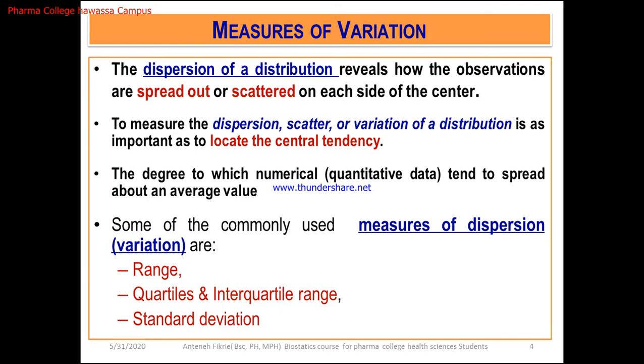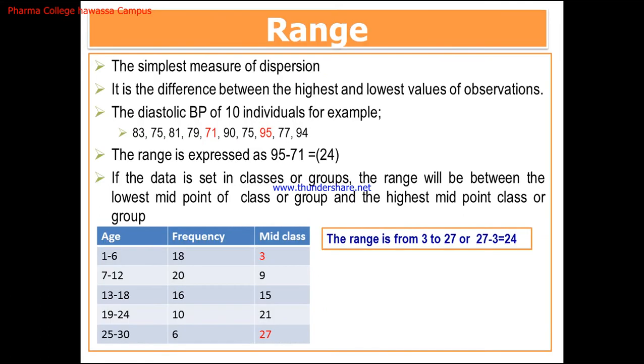Some of the most commonly used measures of dispersion, variation or scatter are the range, the quartiles, and the standard deviation. We'll try to focus on these, but not limited to them. There is also the range. The range is the simplest measure of dispersion, and it is the difference between the highest and the lowest value of the observations. It only considers two values, the highest value and the lowest value.